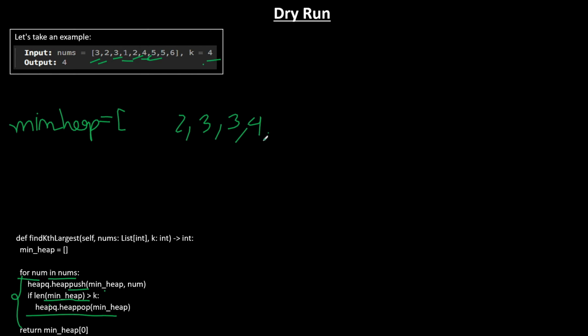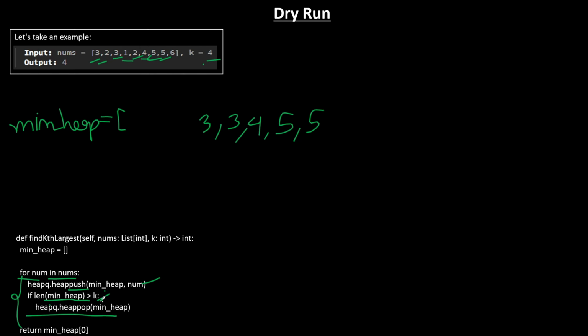It is 5 in this case now. What is the length? It's 5, right? It is greater than 4. Okay, so we'll pop the topmost element, right? Again, we will move ahead. We'll come back to this line, right? We push the value again in the heap.